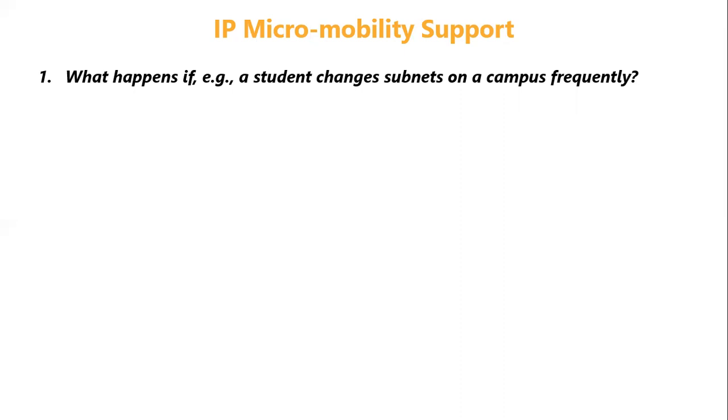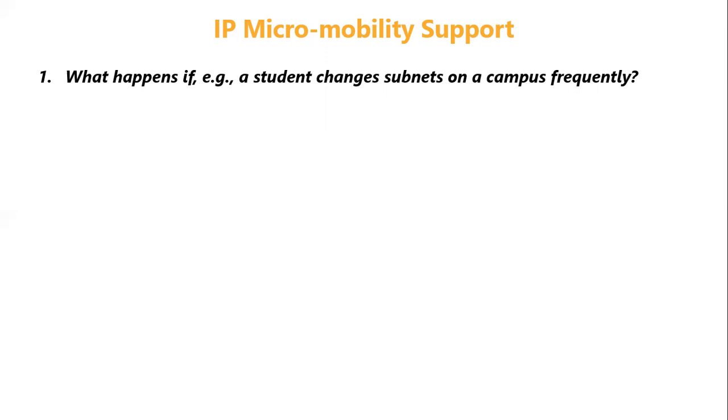But even if the mobile node is moving within a small geographic area, you should still track it. That can be done by using a protocol called the IP micro mobility protocol.